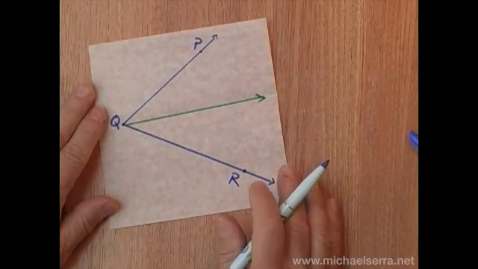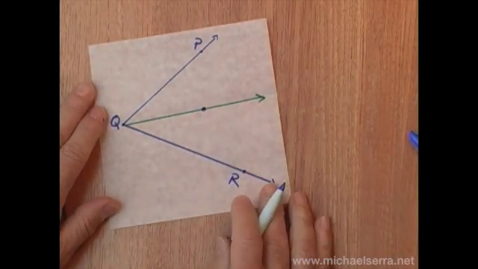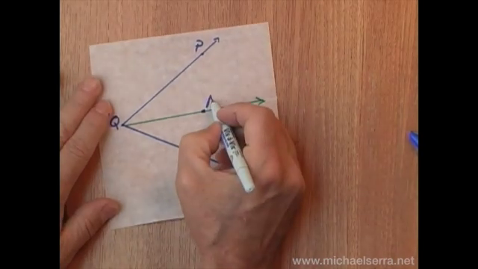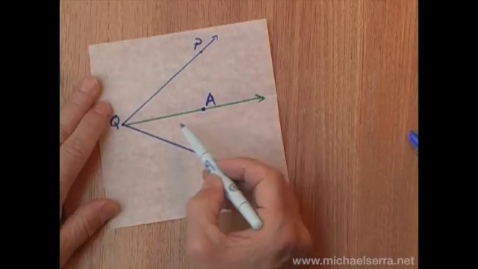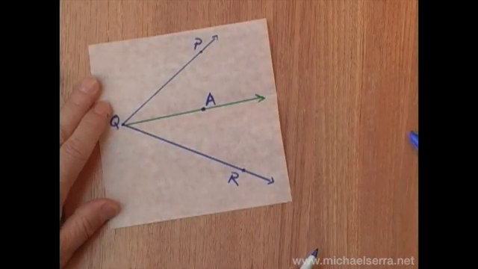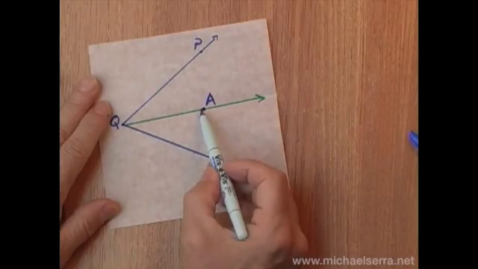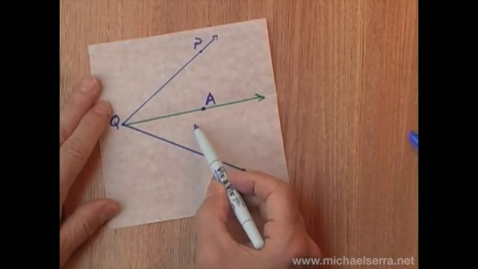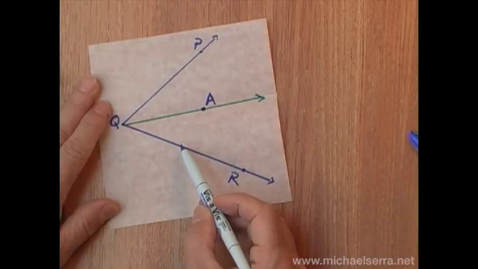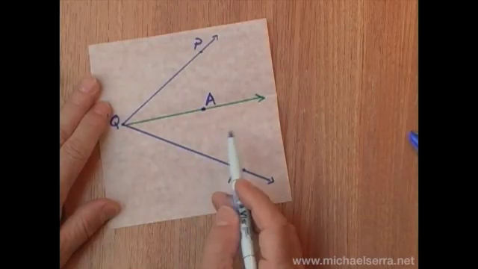Place a point on your angle bisector. We'll label that A. Compare the distance from A to each side. Well, remember that the distance from a point to a line means the shortest distance, the perpendicular distance. So how do we compare those distances?